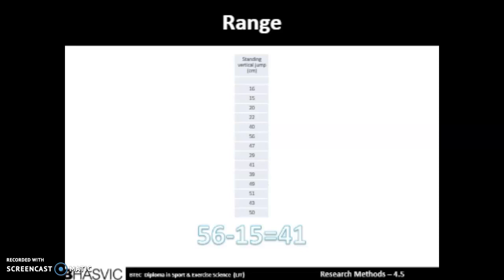And once this is completed, we need to find the difference between these numbers. An easy way to do this is to subtract the lowest number from the highest number. So with this example, it would be 56 minus 15, which equals 41. Once you've got this, you have got your final answer and the range of the data.